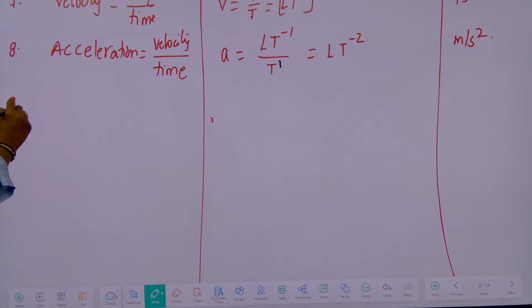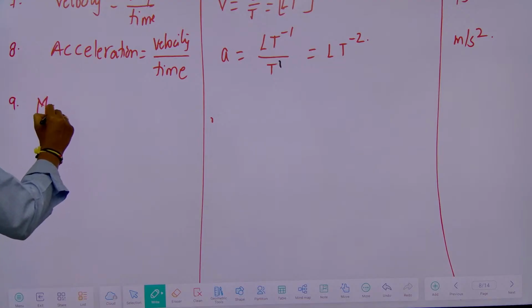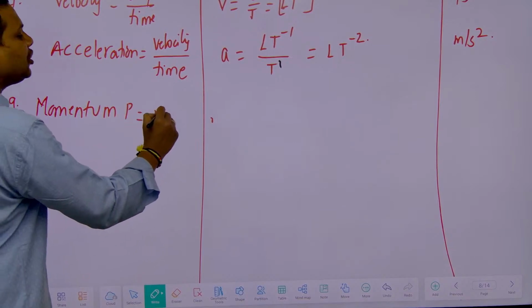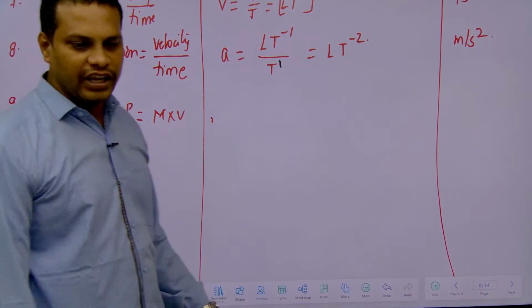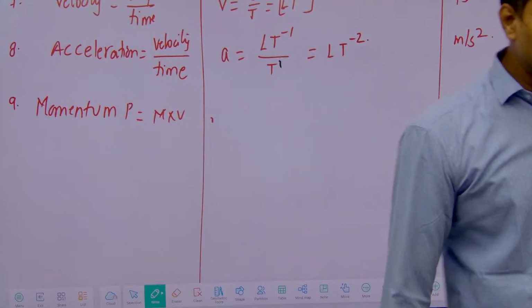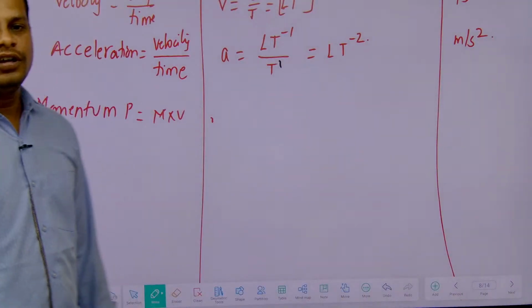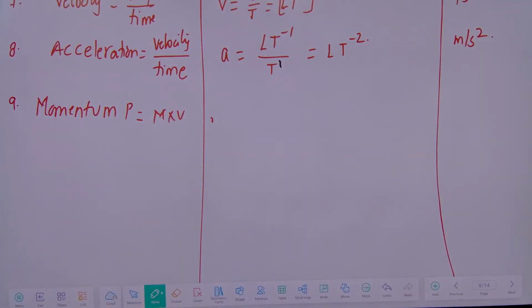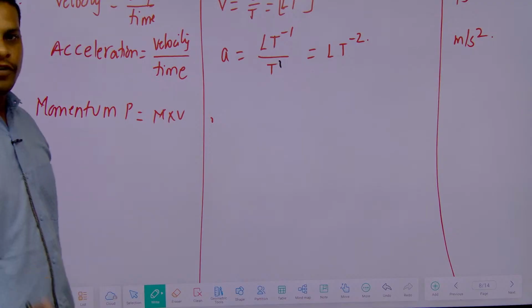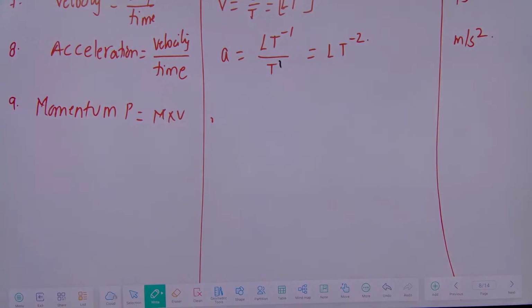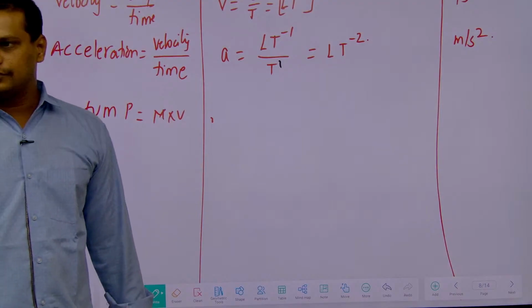Then next one, momentum. Momentum formula is mass into velocity. If you want to write, you can write, no problem if you copy from that study package also. But you know, dimensional formulas are very important. For NEET level, 2 to 3 questions you can expect.